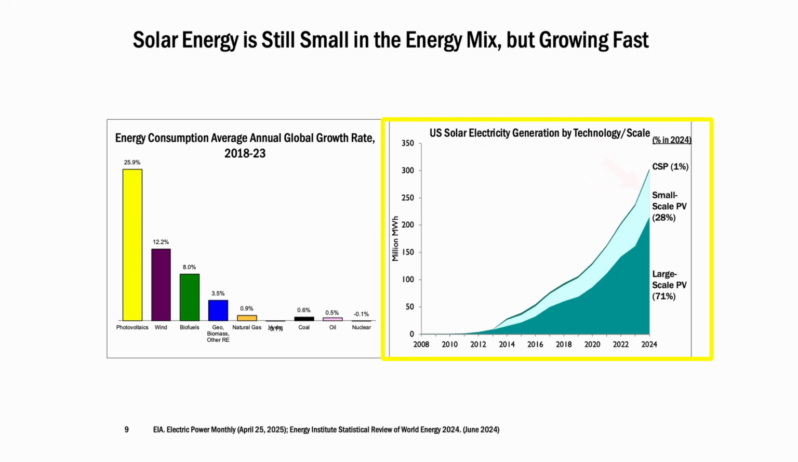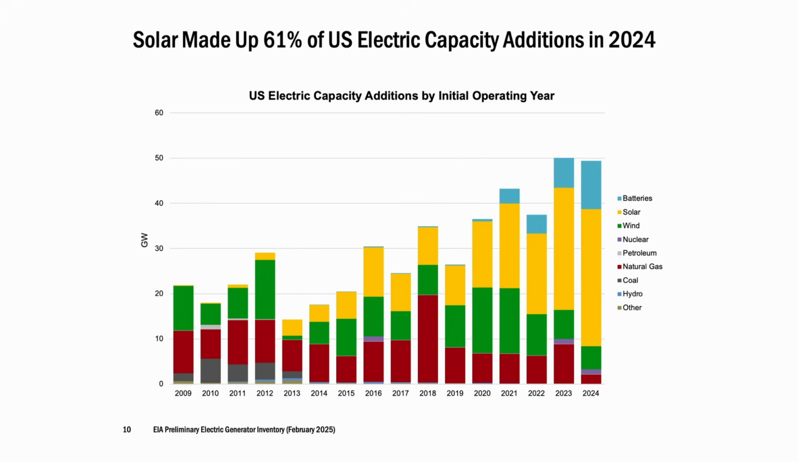So you can see CSP is a really small sliver there, and the bulk of our solar generation in the US is large scale. And again, solar has been the largest electricity resource to be built on the grid in terms of new power generation.